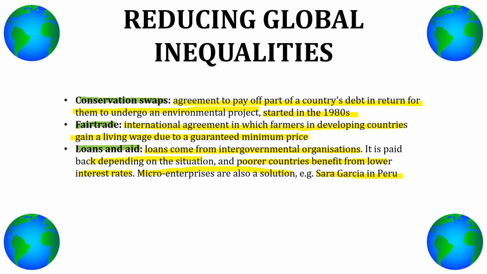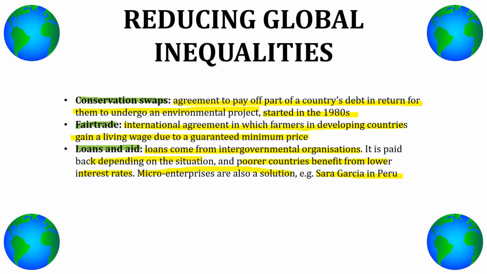And finally, loans and aid. Loans come from intergovernmental organizations, and they're paid back depending on the situation, and poorer countries benefit from lower interest rates. So loans are flows of money basically. Brazil borrowed a huge amount of money in the 1970s to build factories to export their raw materials.